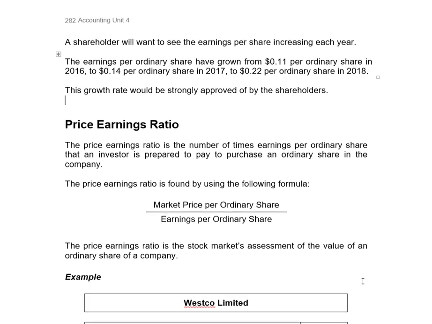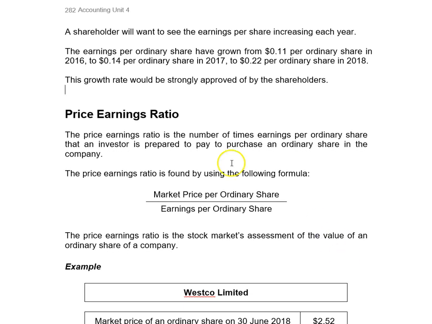Now, for the second ratio called price earnings, this is the number of times of earnings per ordinary share that an investor is prepared to pay to purchase an ordinary share. So how do you calculate? You take the market price per ordinary share, you divide it by the previous formula's answer.